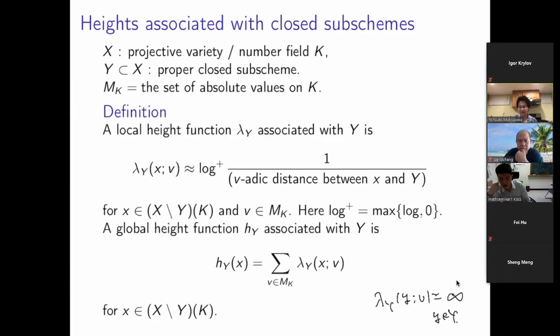Oh, okay, that's a good point. I will explain the trick in the next slide. But for a subscheme, we cannot extend. We actually cannot extend in the total space, even for the global height function. For Cartier divisors we can extend, but for subschemes we cannot. All right, so this is the global height function.